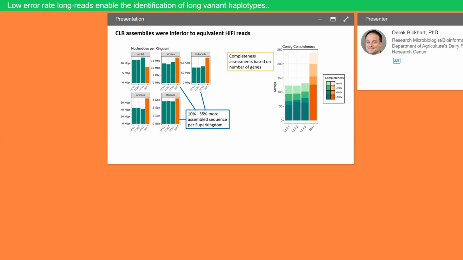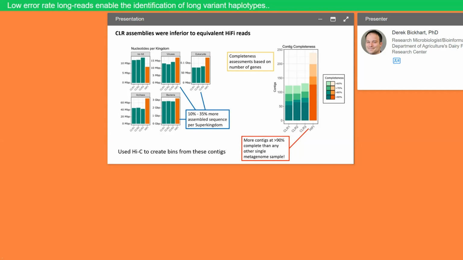The HiFi assembly was actually more complete as well. This is a graph of the completeness of these contigs based on the count of single copy genes. Anything that's above 90% is considered to be an incredibly high quality draft genome. And you can see from the HiFi data set, it's over twofold higher in greater than 90% completion than the other assemblies, and actually has the highest number of contigs in this category than anything else that's been published in the literature to date.